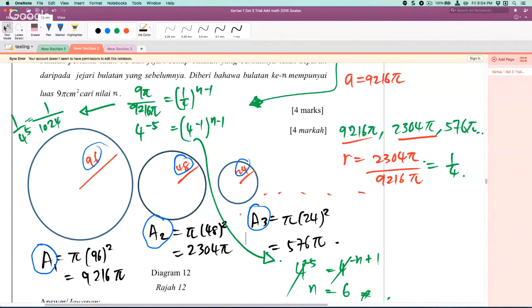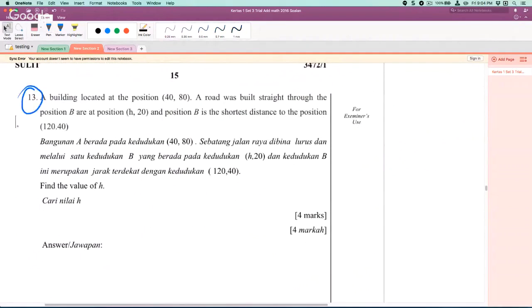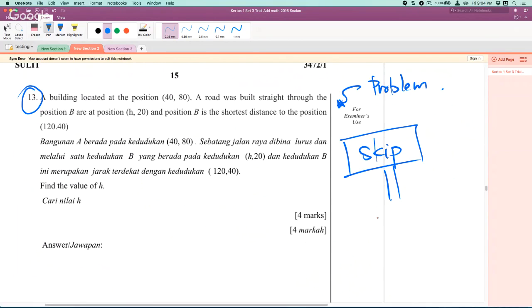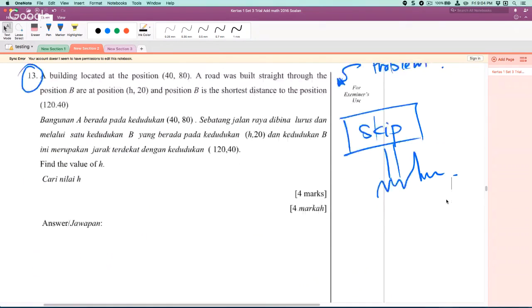Okay, question 13. This question I already clarified with my Johor students, and they say the teacher also thinks this question has some problem. So I will not solve this question because I guess it has some problem. And I checked the marking scheme, the marking scheme is not saying anything about this question. So I will just skip this question. Okay, let's go to the next question.